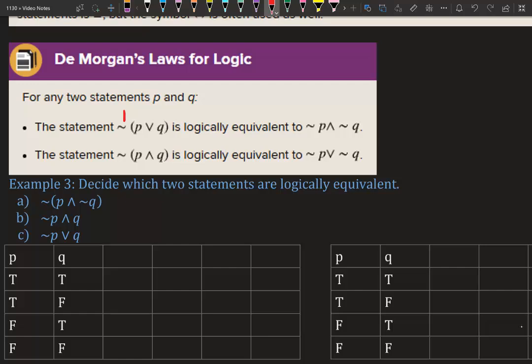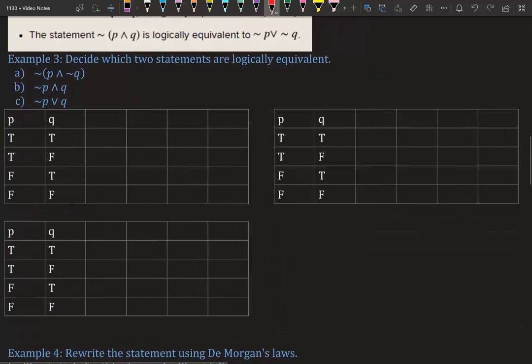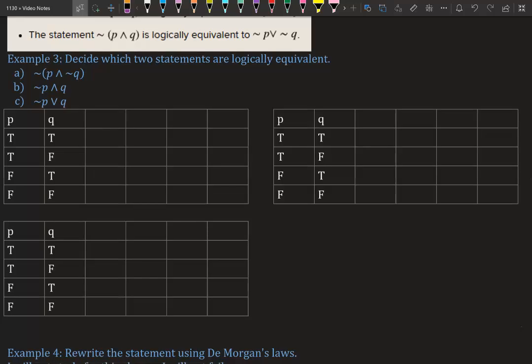So if you switch it over, it becomes negation P. The opposite of or is and, then we have regular Q, so the opposite of regular Q is negation Q. We're going to decide which two statements are logically equivalent. So we have negation P and negation Q, negation P and Q, and negation P or Q. So let's just see what we get.